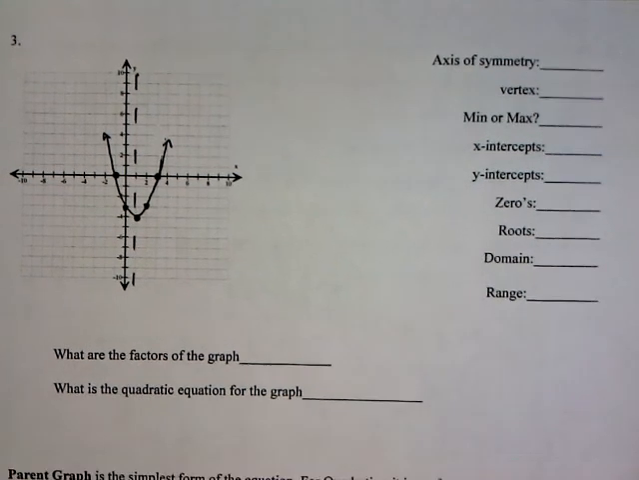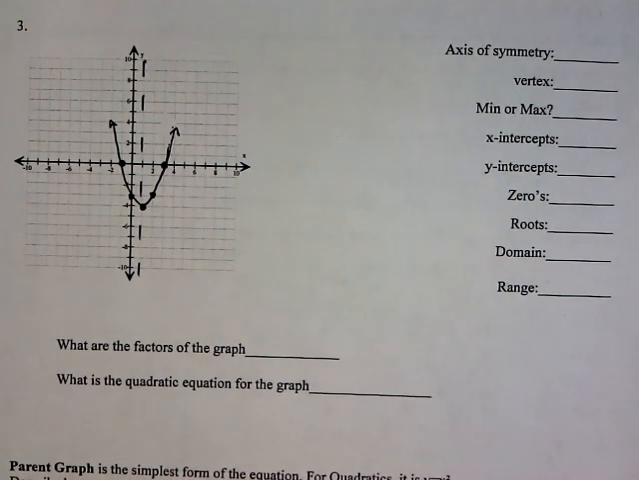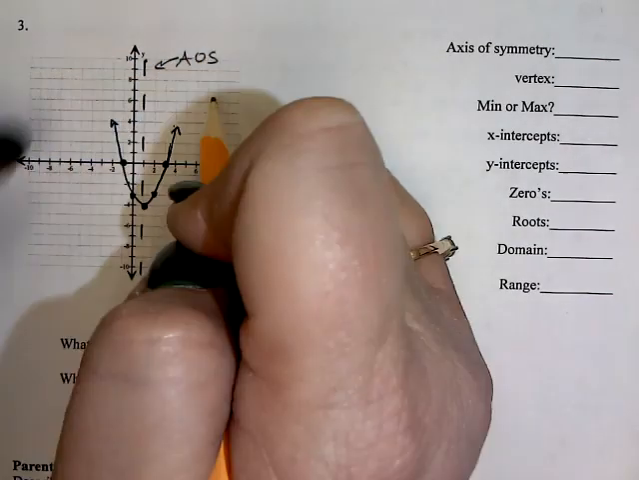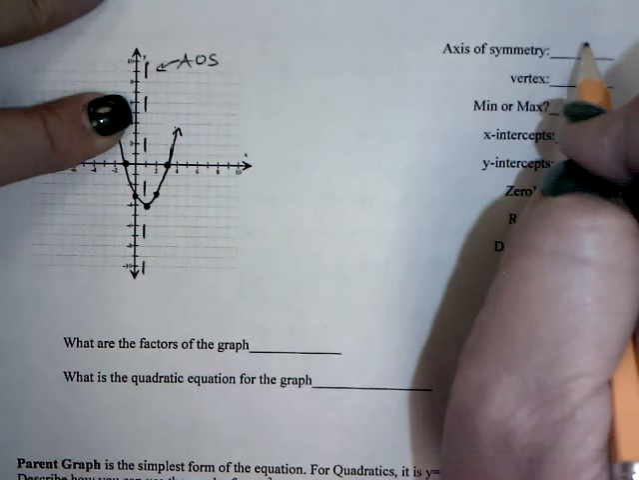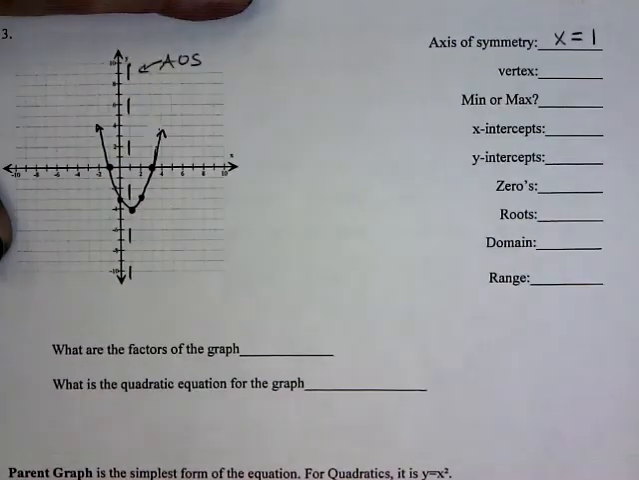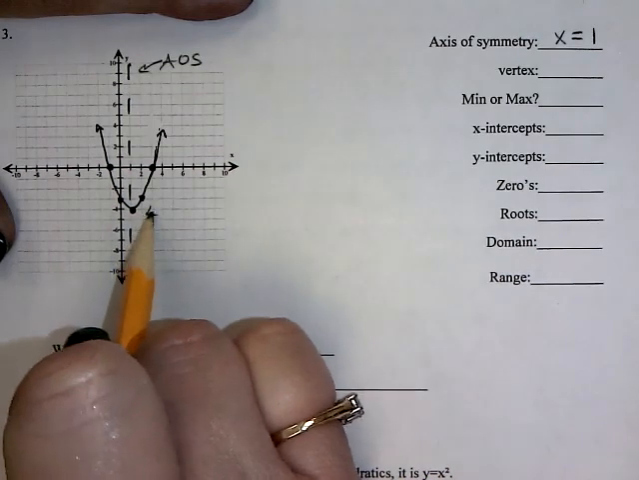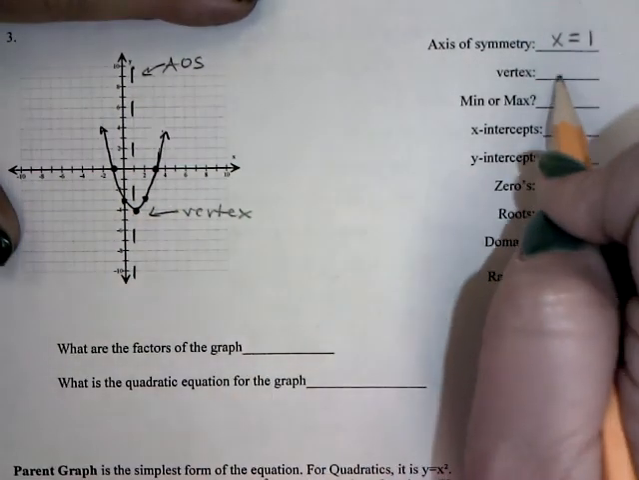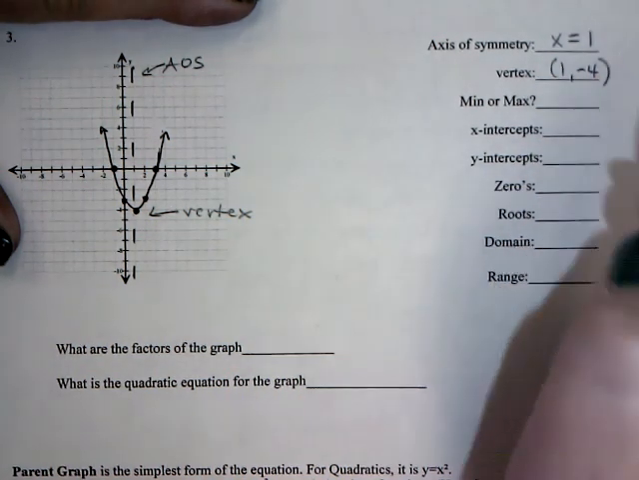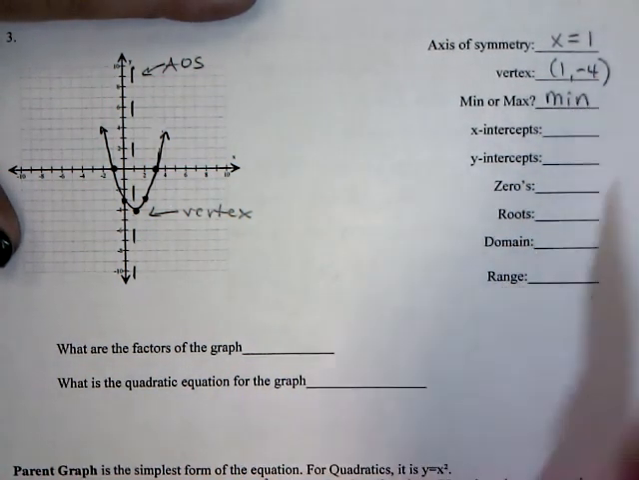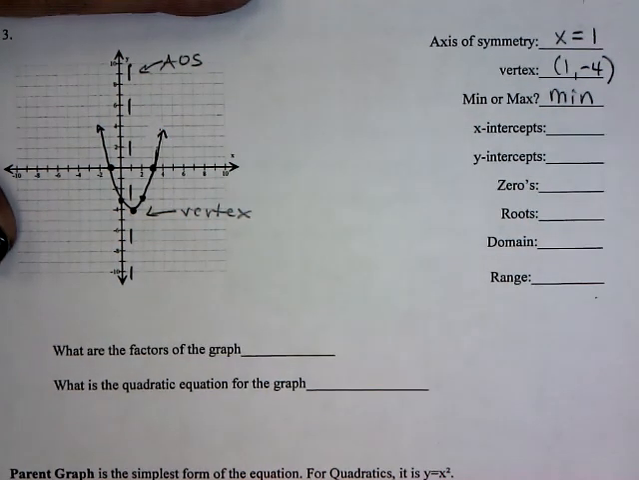All right, the next one on our graph is already given for us. We're just going to identify the bits and pieces. So here, my axis of symmetry is right here. What is that equation? Because if you don't write it in an equation, it is wrong. So it's x equals 1. It has to be written in an equation. My vertex right here is at 1, negative 4. Because it's a U that goes upward, it's a minimum. It's a happy face.